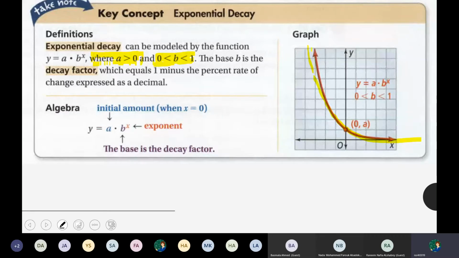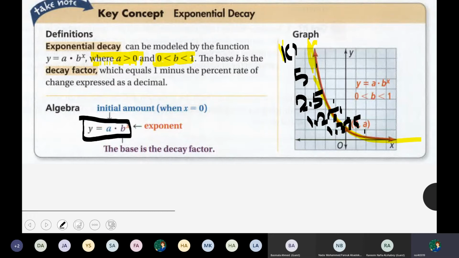For example, my mom gives me on the first day 10 reals. The second day, she gives me 5, half of them. Then she gives me 2.5 reals. Then 1.25, and so on. These numbers are decreasing with time. This one we call an exponential decay. They have the same function, y equals a times b raised to x, where b is the decay factor and a is the initial amount.